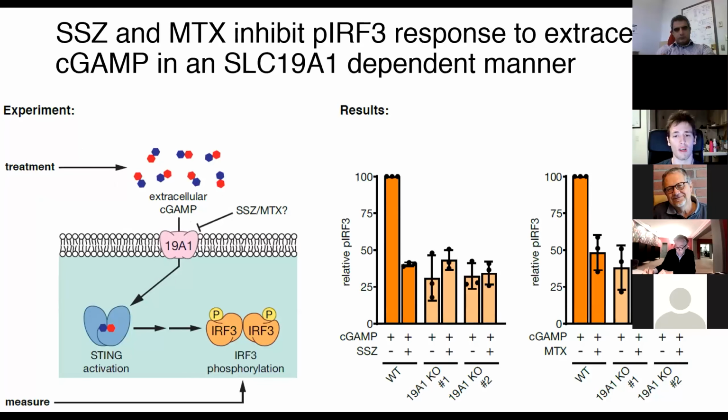And what we saw, again, is that both compounds, sulfasalazine and methotrexate, resulted in strong reduction in phospho-IRF3 response to extracellular cGAMP. And importantly, this decrease was dependent on the presence of SLC19A1. So when SLC19A1 is knocked out, we don't see this decrease in phospho-IRF3 levels.